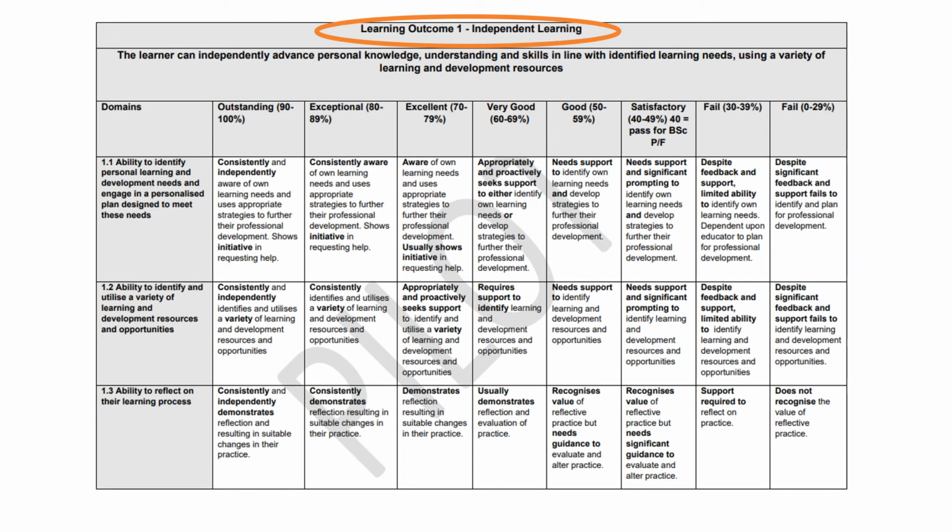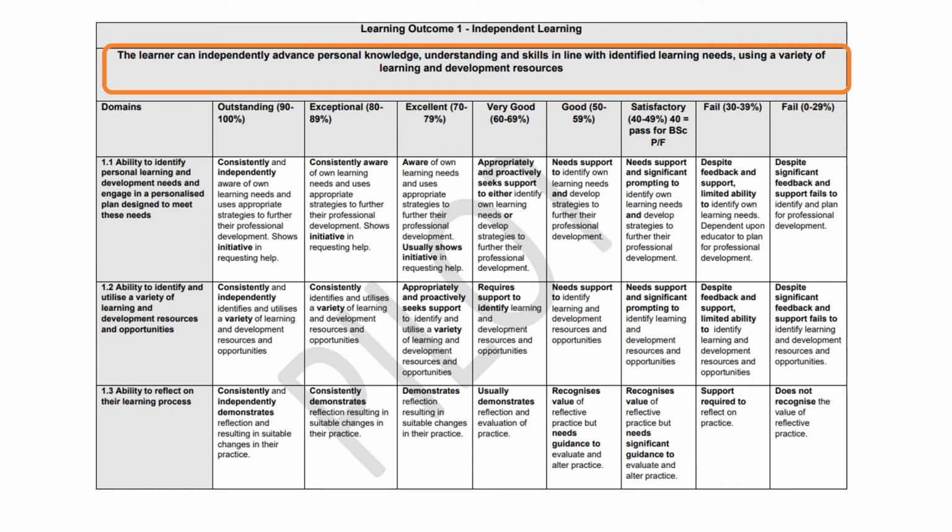This is an example of the layout of the marking matrix for each learning outcome. So each learning outcome has a title, and the one on the screen here is Learning Outcome 1, Independent Learning. They then have a description of that learning outcome, and this details a summary of what the learning outcome means.